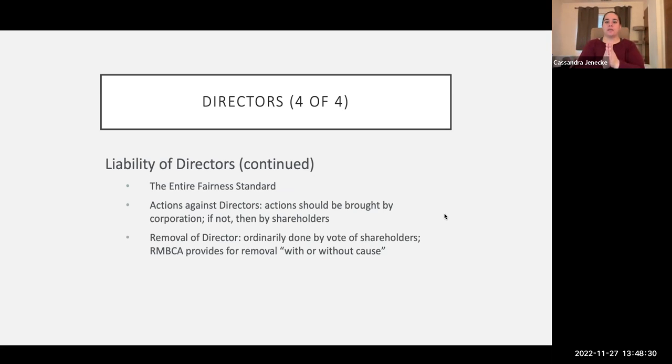So a couple of other things, right, where we talk about actions against directors. Actions should be brought by the corporation. If they're not brought by the corporation against the director or directors that made the mistakes, then your shareholders get to bring those actions. Okay. And then typically if you need to remove a member of the board of directors, you can do that by a vote of the shareholders. Okay. And under the revised Model Business Corporation Act, I think that's what it's called, I can't remember, it provides for removal of a director with or without cause.